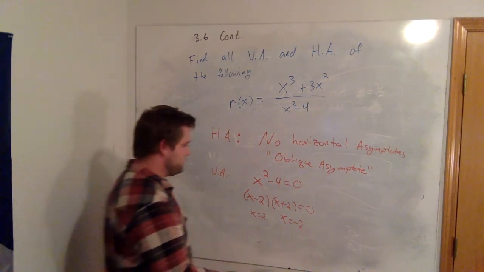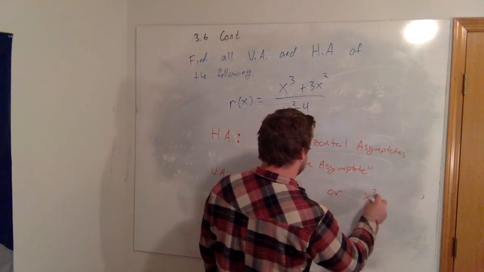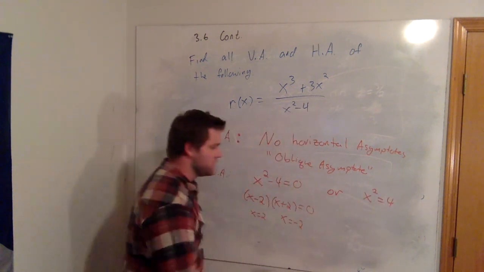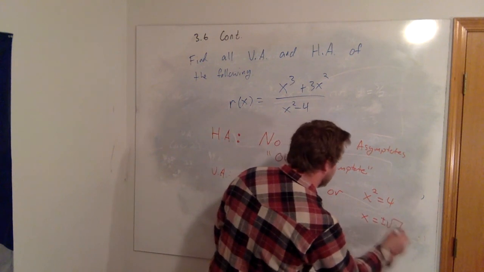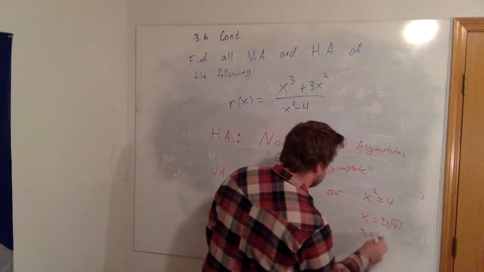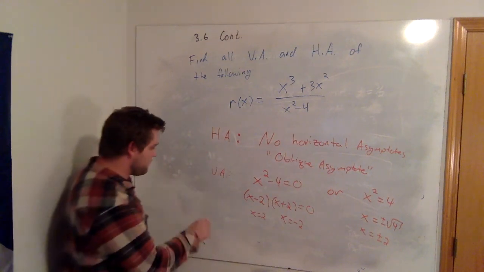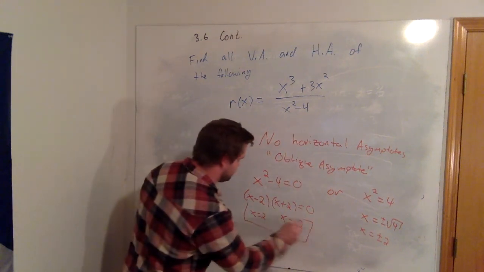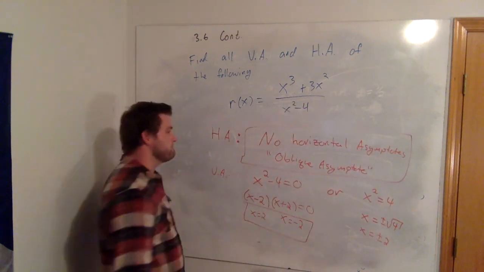Another way to solve this, if you'd like, is I could just add 4 to both sides, so x squared is equal to 4. You could have square rooted both sides, so x would be equal to plus or minus the square root of 4, or x would be equal to plus or minus 2. Either way, we get the same answer. So our vertical asymptotes are at x equals 2 and x equals negative 2, and we have no horizontal asymptotes.